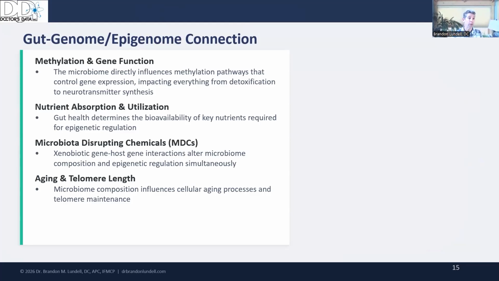But methylation and gene function, of course, we can't methylate very well, no matter what your MTHFR status is, unless the gut is healthy, because we can't absorb the nutrients we need. And a dysbiosis and leaky gut takes up a lot of methyl nutrients in order to survive. And we've got microbiota disrupting chemicals, things like plastics and chlorine in the water. They drive more dysbiosis and leaky gut.